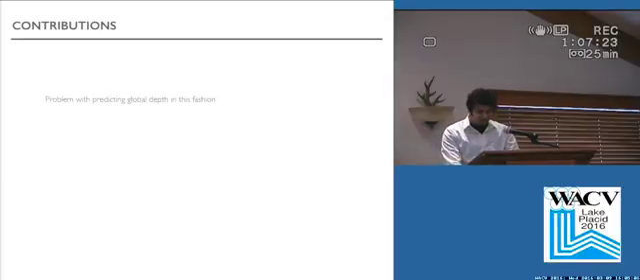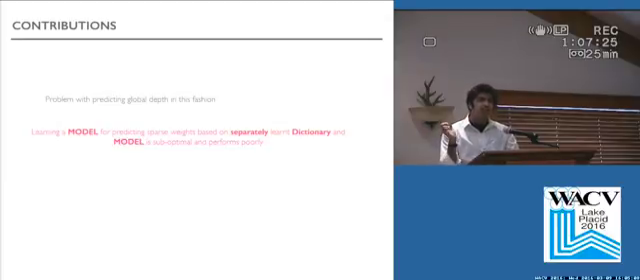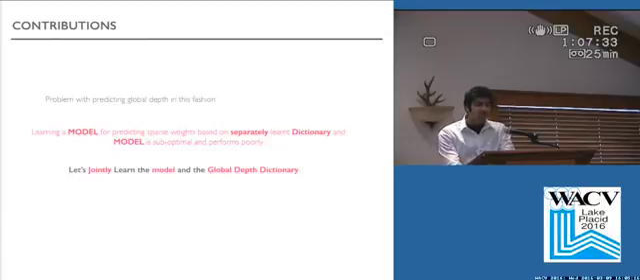But the problem with this is that if you learn these two quantities, the model for predicting the sparse weights and the actual basis, independently, then you're going to get very poor results. And so in this paper, we actually propose how to jointly learn these two quantities such that you can effectively compute a very good global depth, which will give you high overall accuracy in estimating the final depth.